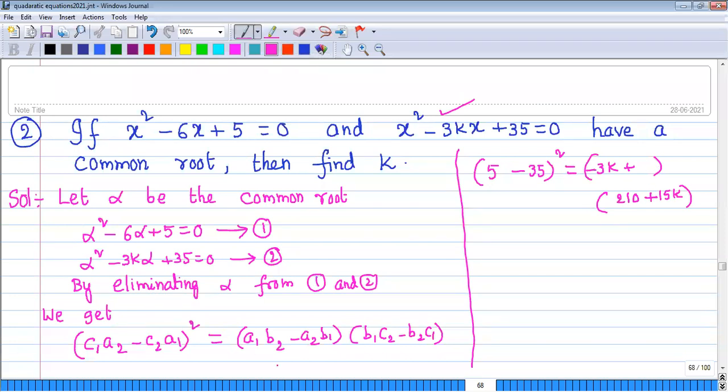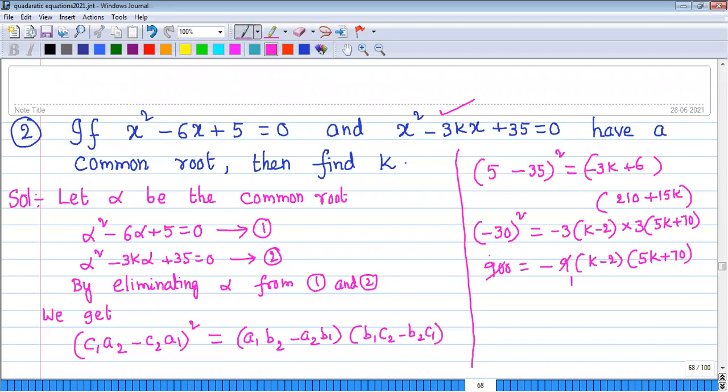Right. A2 is 1, B1 is actually minus 6. Minus into minus plus 6. Correct. Right. This will be minus 30 whole square. Now take minus 3 common, k minus 2. Here also take 3 common. We have 5k plus 70. 900 equal to minus 9 times k minus 2 into 5k plus 70.